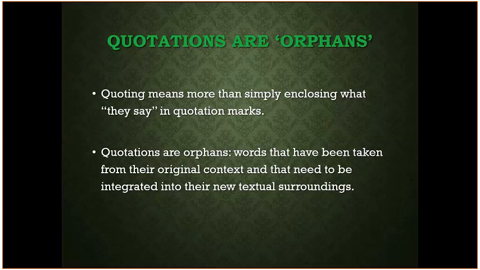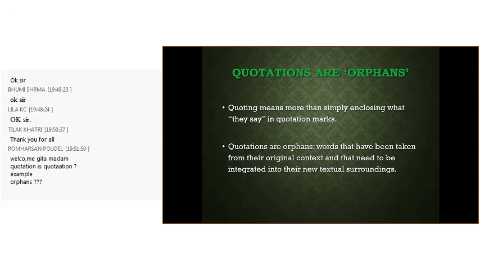Quotations are orphans. Quoting means more than simply enclosing what they say in quotation marks. Quotations are orphans, words that have been taken from their original context and that need to be integrated into their new textual surroundings. It means a quotation should not be taken out and used originally in our text or articles. The quotation should be elaborated, and we have to add our own views and words also, and only that will be fruitful and complete. Otherwise, if we use a quotation from some context in our text, that will be plagiarism as well as meaningless.